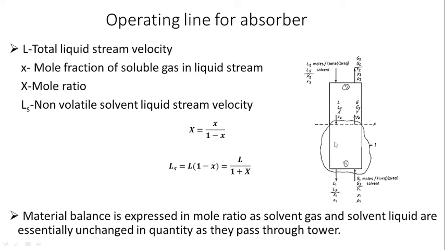Then for liquid stream, L is the total liquid stream velocity. x is the mole fraction of soluble gas in liquid stream. X is mole ratio. Then X is given by small x by 1 minus x. The material balance is expressed in mole ratio, as solvent gas and solvent liquid are essentially unchanged in quantity as they pass through the tower.